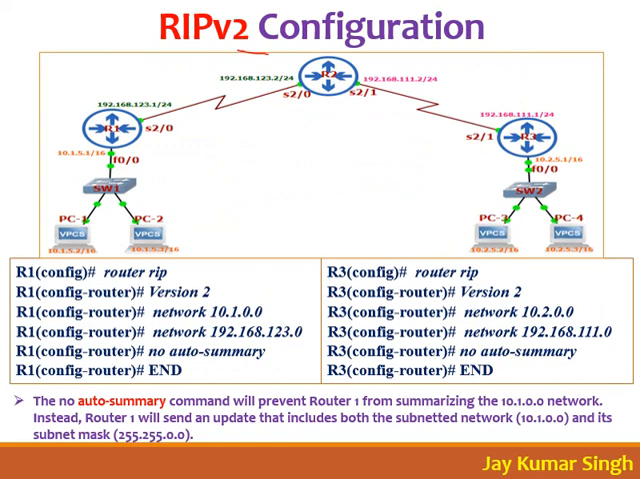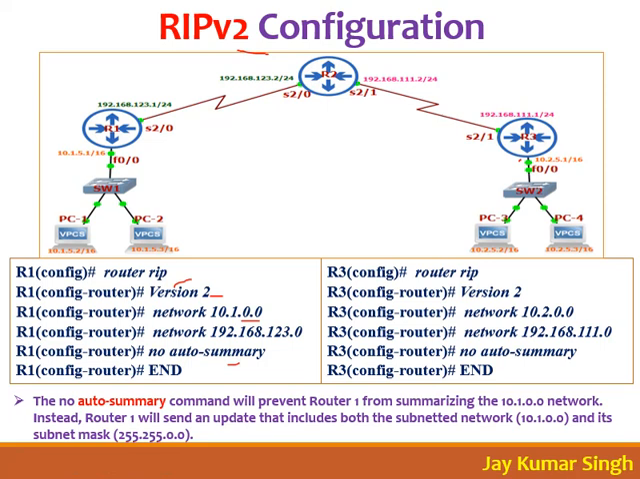See the configuration difference in RIP 2. Router RIP version 2, and here we write no auto-summary. Why no auto-summary? It means do not summarize my network. See, if you do not write no auto-summary, what will happen? When he shares to him, he will share as 10.0.0.0 to him. But if you write no auto-summary, please do not summarize my network, just use it, then he will use the network exactly as you are sharing.